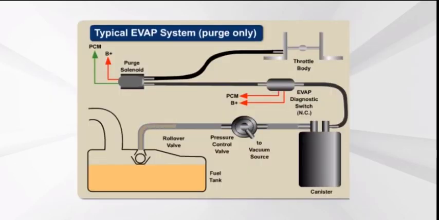The evaporative emissions system, or EVAP, reduces a vehicle's overall hydrocarbon output by storing and purging fuel vapors. The centerpiece of the EVAP system is the charcoal canister, which stores fuel vapors when the engine is off. When the engine is running, the vapors are purged from the canister and burned in the normal combustion process. To ensure the system is operating properly, OBD II vehicles are equipped with an EVAP monitor.